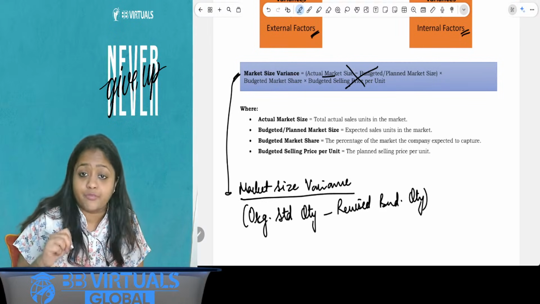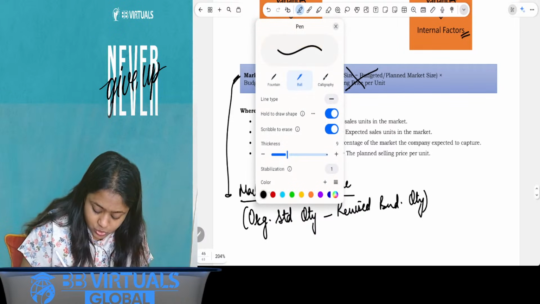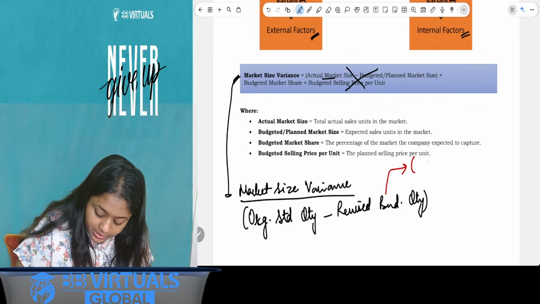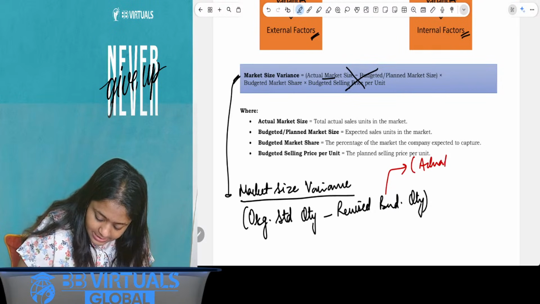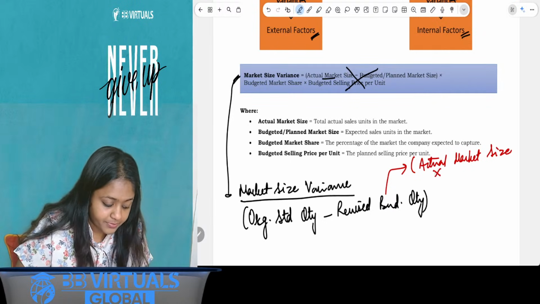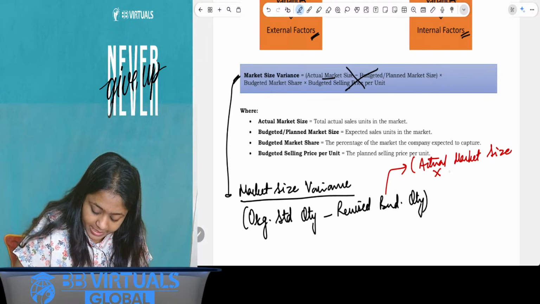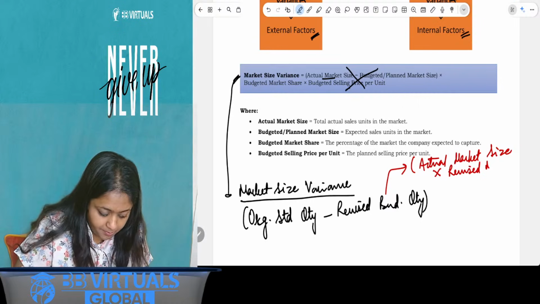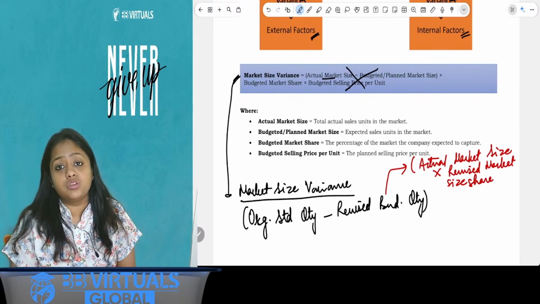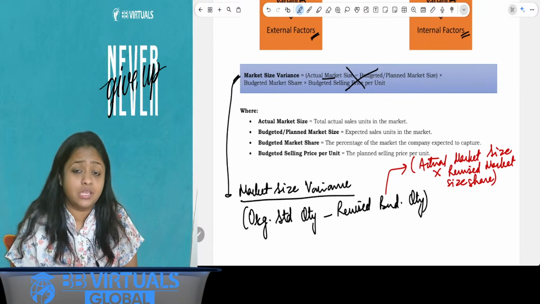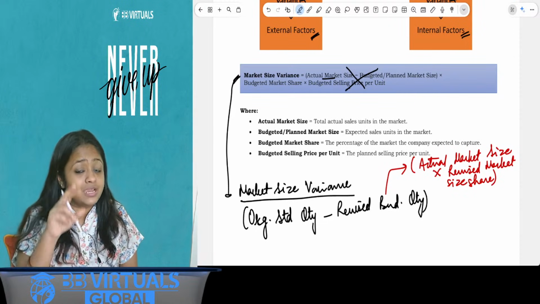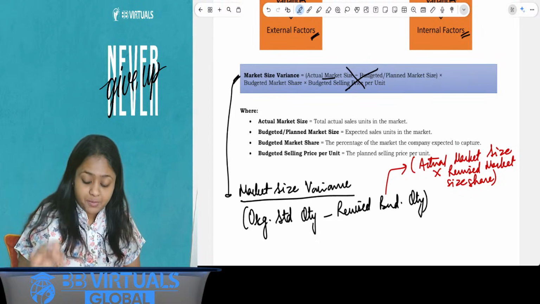Now, if you have to calculate revised budgeted quantity, I always find students asking me, ma'am, how do we calculate this? Simply what you will do, you will take actual market size and you will multiply it with the revised market size share. The question tells you that originally the market share was 20%, then it got revised to 30%. So now you will calculate 30% on the actual market size and not the budgeted market size. Okay, that's a very important point to note.